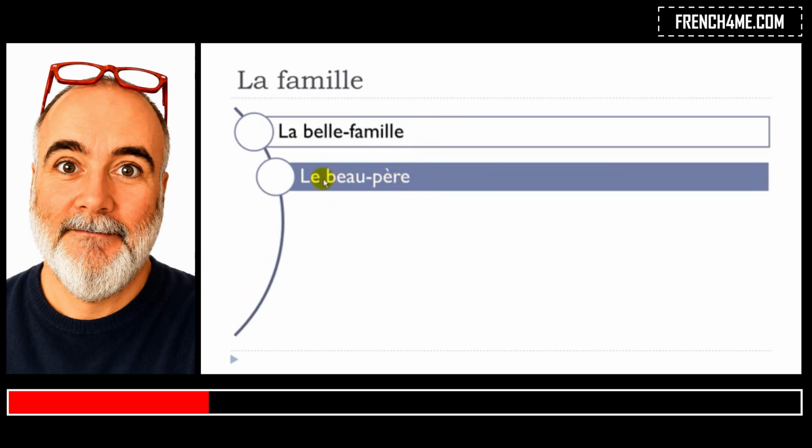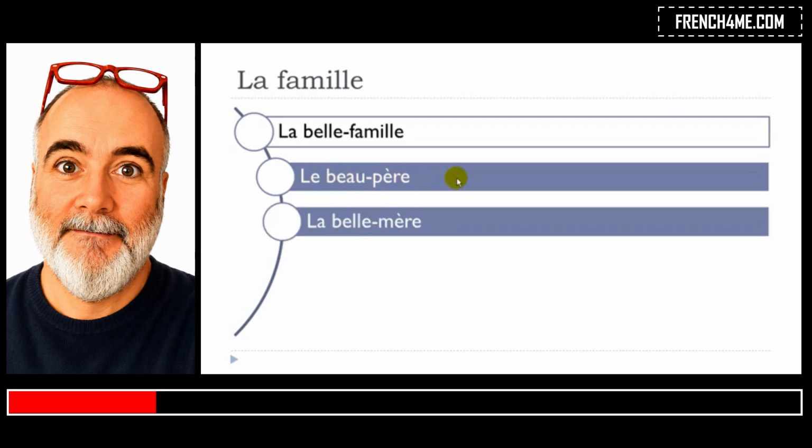Okay, so père, father, so father-in-law. Okay, in French it's le beau-père, the beautiful father. So remember this E, A, U combination of vowels only give you the sound O, beau. Okay, le beau-père. Mother-in-law, la belle-mère. Okay, so let's see them one more time. La belle famille, le beau-père, la belle-mère.